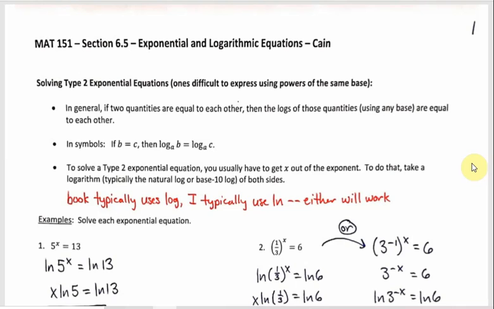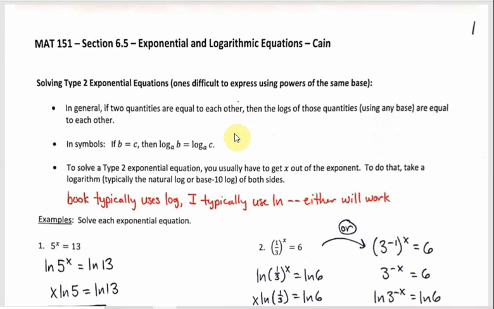The thing that you end up using a lot is these first two bullet points, where if two quantities are equal, then the logs of those quantities are going to be equal. And you can use any base you want, like it says up there. You're probably going to want base e or base 10 because those are on your calculator, and that way you can get a decimal approximation. But you could use other bases if you really wanted to.